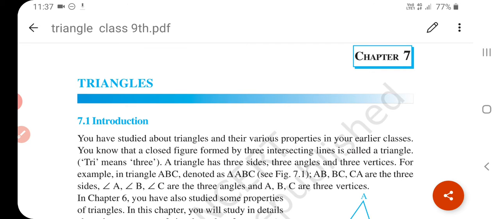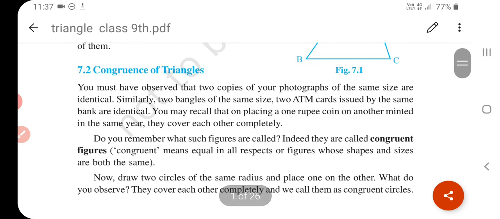Now let's see this chapter, that is, congruence of triangles. Two figures are said to be congruent if they are of the same shape and the same size. Congruent means equal in all respects, or figures whose shape and size are both the same. For example, two circles of the same radius and two squares of the same sides are congruent. What do we mean by congruence of triangles? Two triangles are congruent if the sides and angles of one triangle are equal to the corresponding sides and angles of the other triangle.